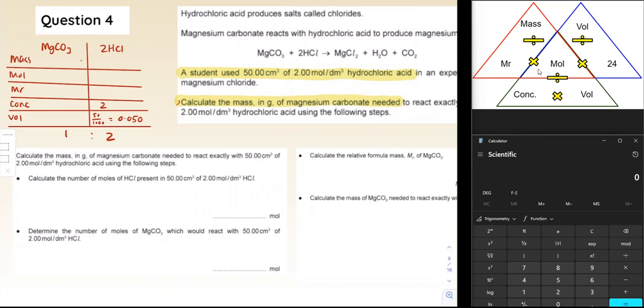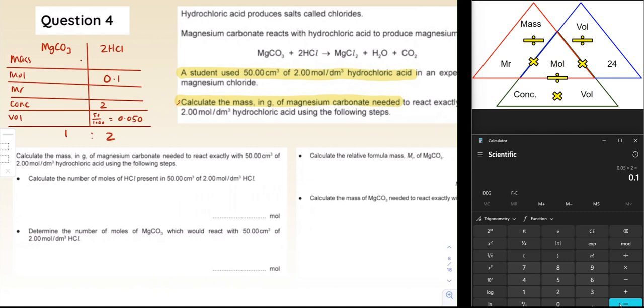So let's see, we've got 2 in this column already, the hydrochloric acid column. Because we've got the concentration and the volume, we can times the 2 together. Let's just double check our maths, because in the exam it's super important to double check your maths. 50 divided by 1000 gives us 0.05. And then we can times that by the concentration, which will give us our number of moles. So our number of moles is 0.1 over here.